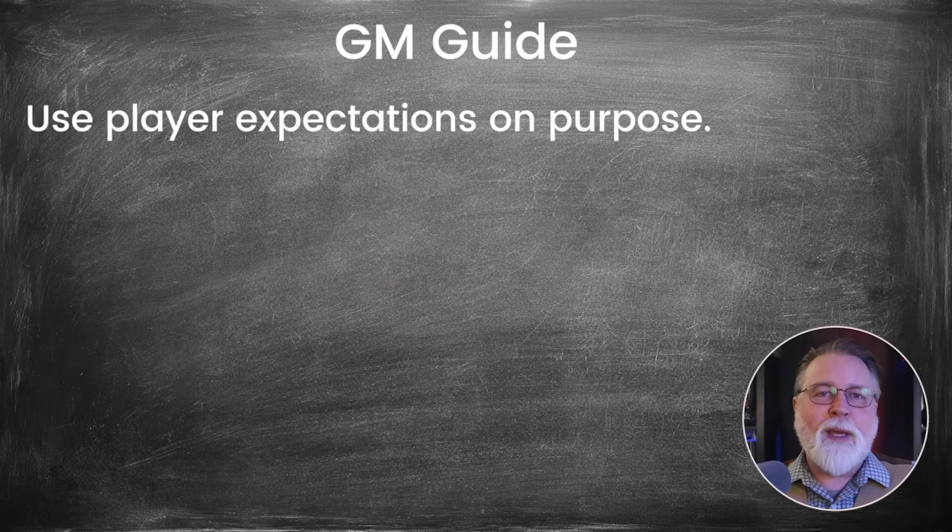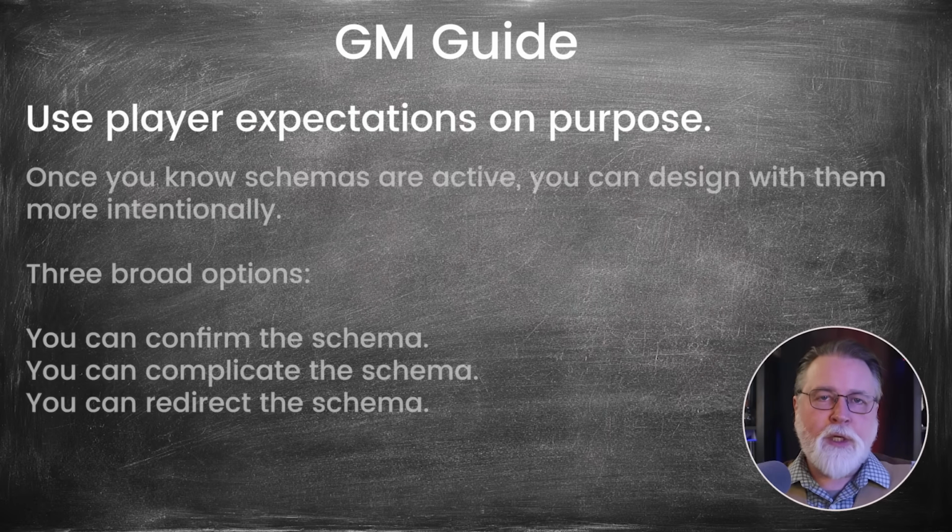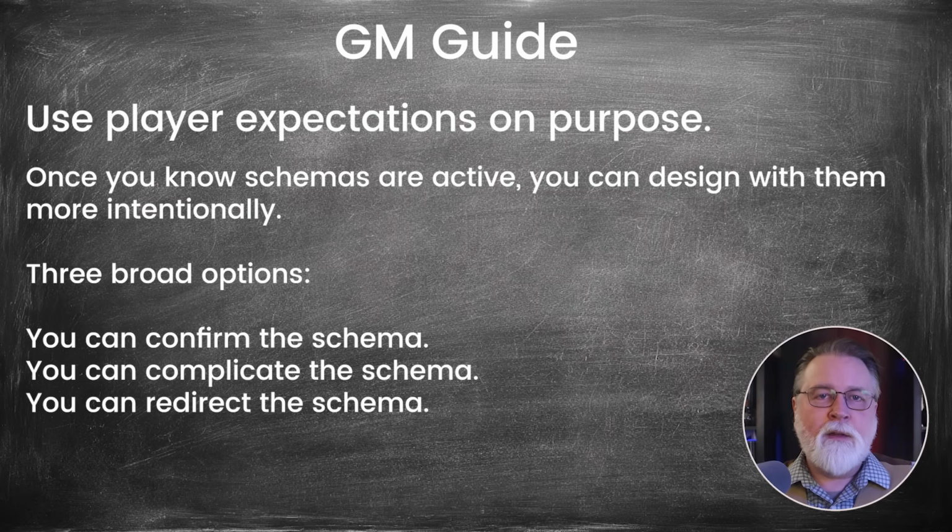Next, use player expectations on purpose. Once you know schemas are active, you can design them with more intentionality. In practice, you usually have three broad options. You can confirm it. The suspicious magistrate is in fact hiding corruption. You can complicate it. The magistrate is hiding something, though it is fear, coercion, or divided loyalty. You can redirect it. The magistrate is not the danger. The surrounding panic and rumor are the real threat.